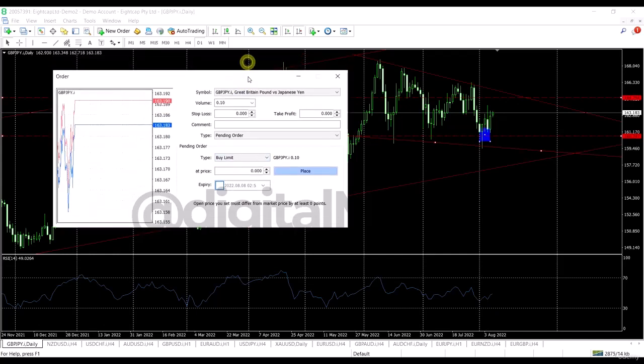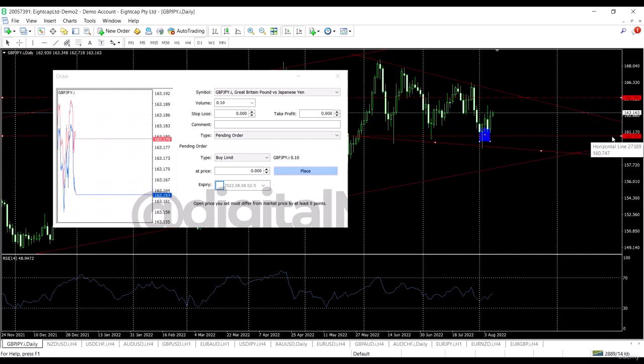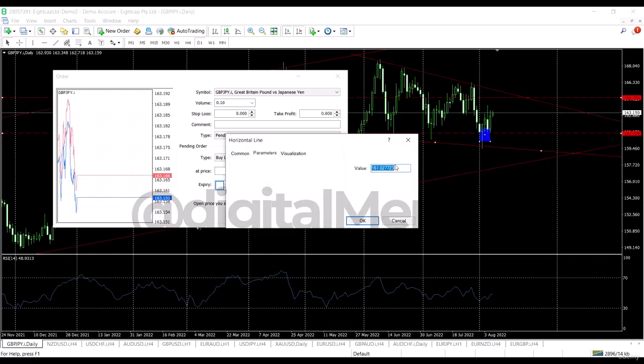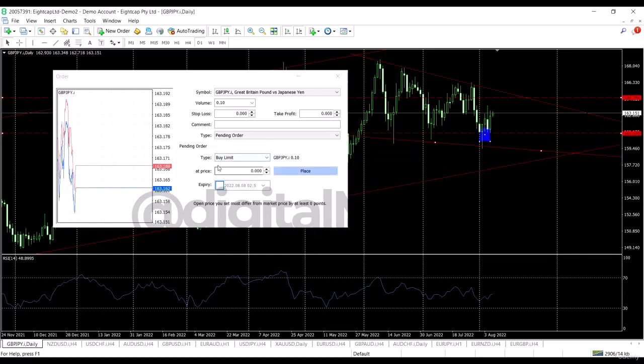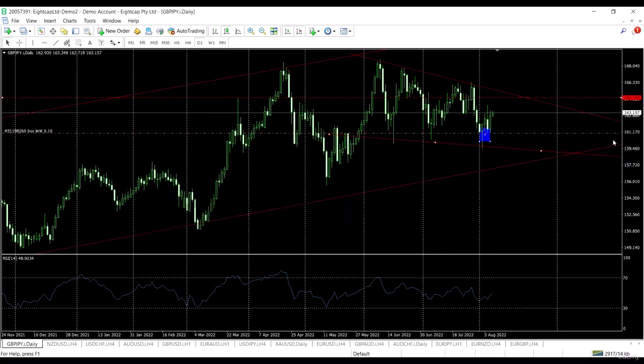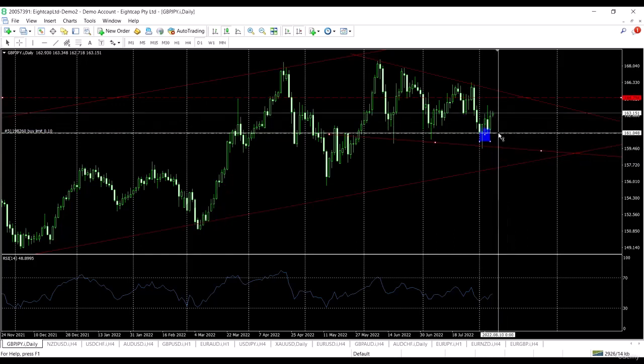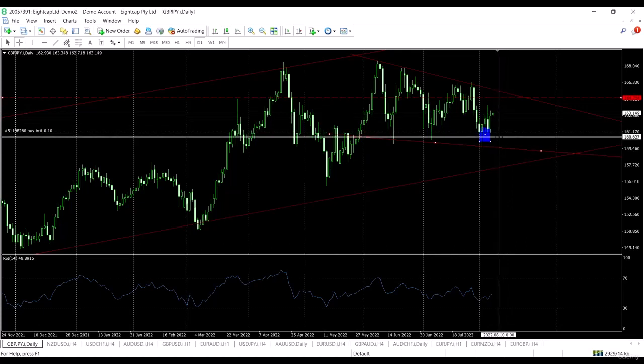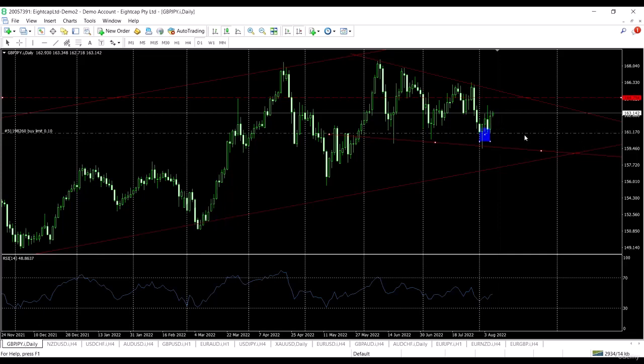Like I said, the buy limit has to be below the current price, and the sell limit has to be above the current price. As you can see, this is the current price, so if we're placing a buy limit, it has to be somewhere here. So I'm just going to copy the value here, come to this buy limit and paste it here. When I place the order, you can see that we now have a buy limit. When the price comes down here and hits our buy limit price, it's going to create a buy order for us.